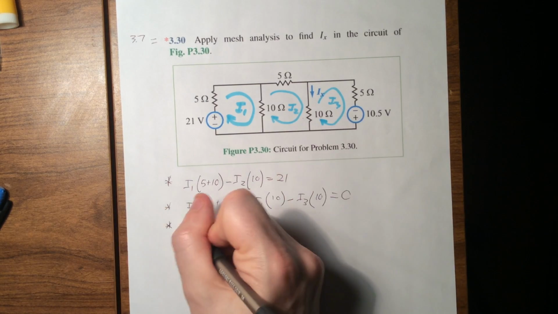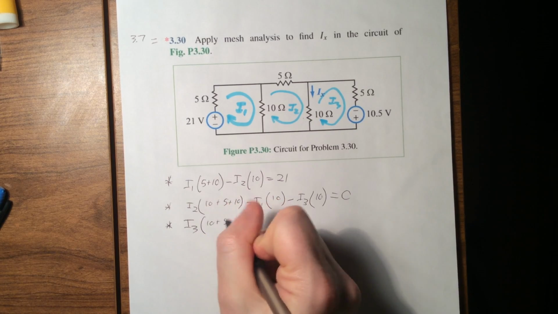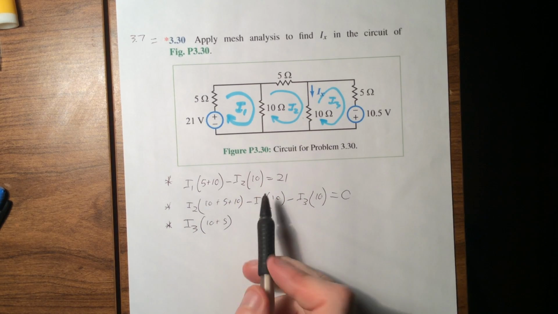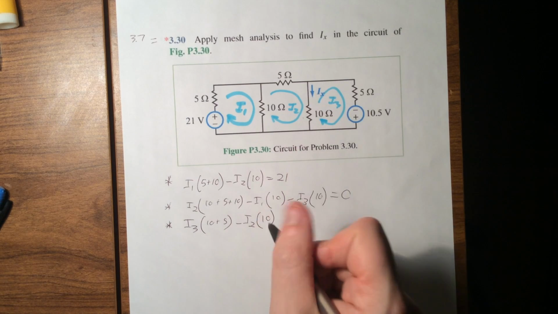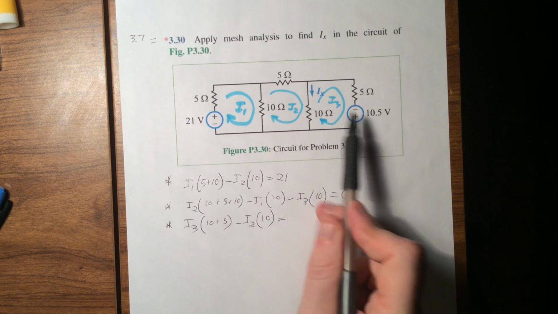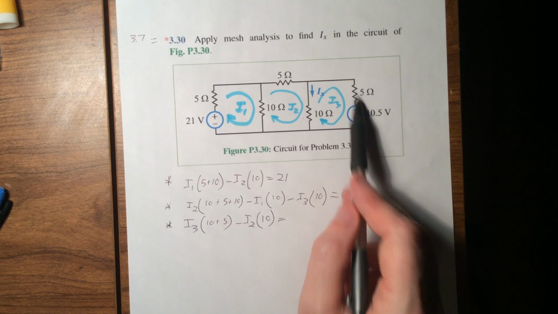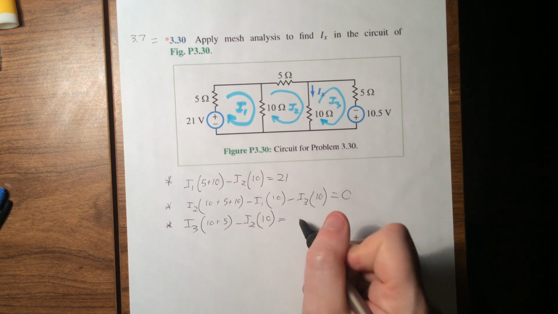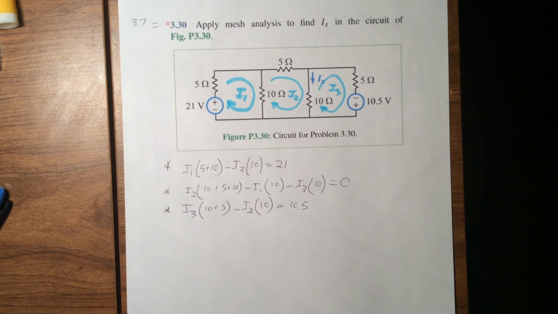Third equation, I3. What does I3 have? We have two resistors, a 10 and a 5. 10 plus 5 for I3. And now, what else do we have? Does it touch anything? Yes, it touches I2, so minus I2. And what does it touch I2 with? A 10 ohm resistor. 10. And does it touch anything else? No. And so we can have that equal to, and let's look, we have a power supply here. The power supply is going in the same direction as the current. See, it's negative, positive. It's just going in the same direction. So that's going to equal 10.5 because it's in the same direction. So that is essentially all we need for the problem.